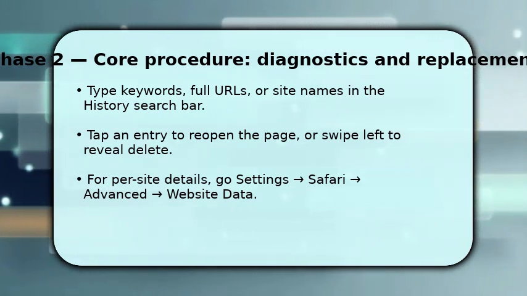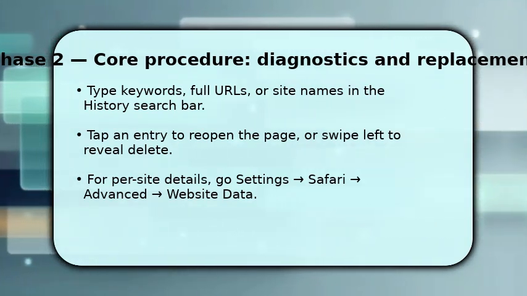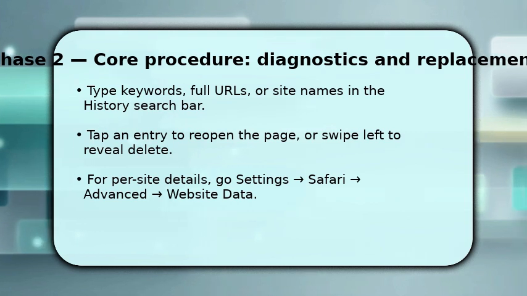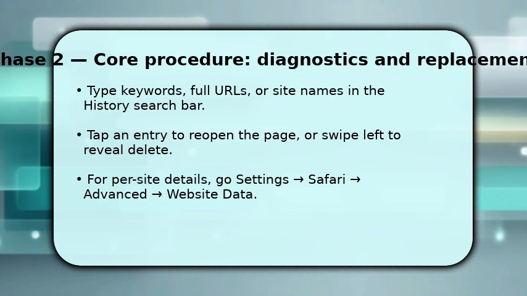Type a keyword, domain, or full URL into the history search bar to surface matching visits. When results appear, tap any entry to reopen that page, or swipe left on an item to delete just that visit. If you need deeper context about cookies or storage, make sure to open Settings, go to Safari, then Advanced and Website Data. This shows which sites stored data.